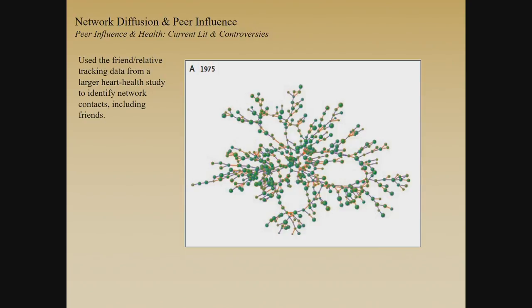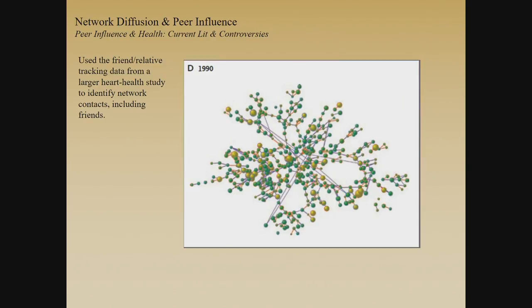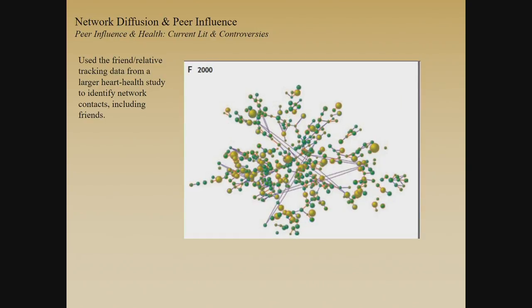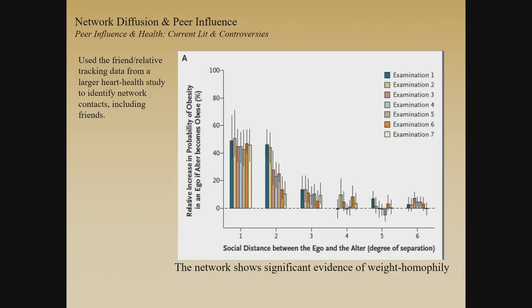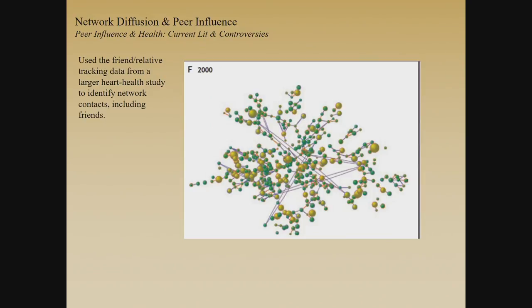Green nodes are not clinically obese. The size of the node is proportional to their BMI, and what happens over time is people get older, they exercise less, and they end up getting a little heavier. And so by 2000, you see a bunch of folks sort of pass the threshold to obese. And you also see these little clusters here where people who are obese tend to be next to people who are, and people who are not tend to be next to people who are not.